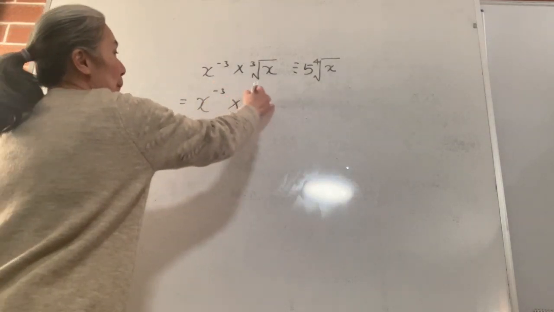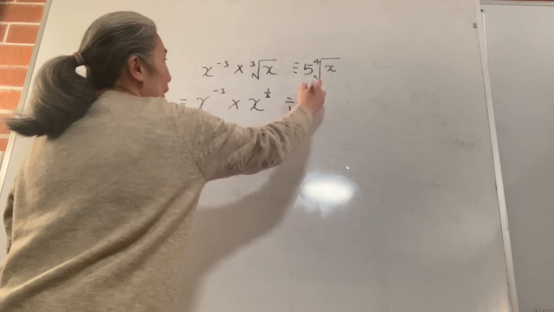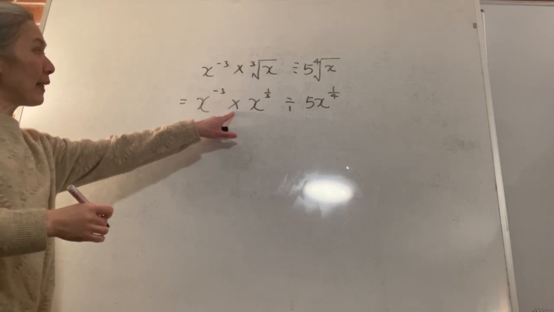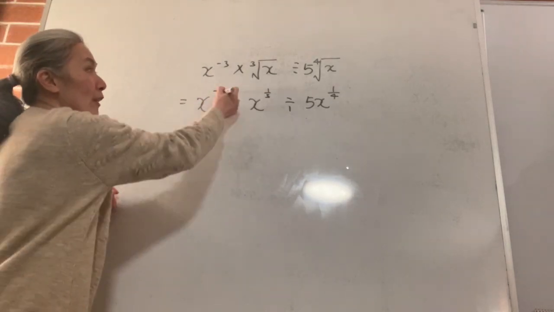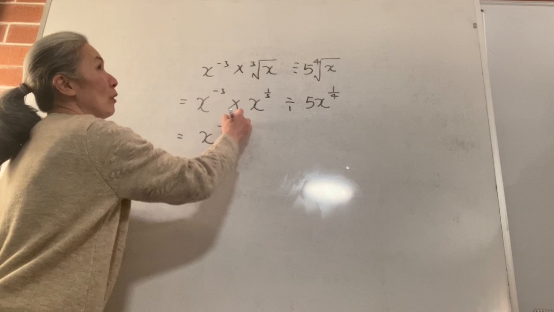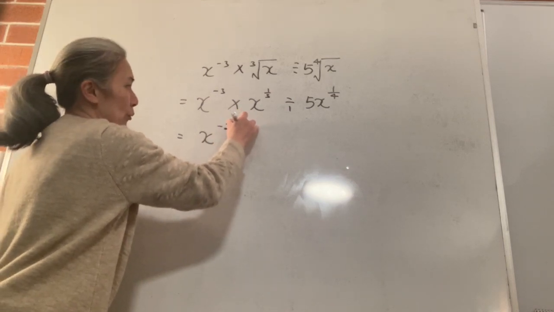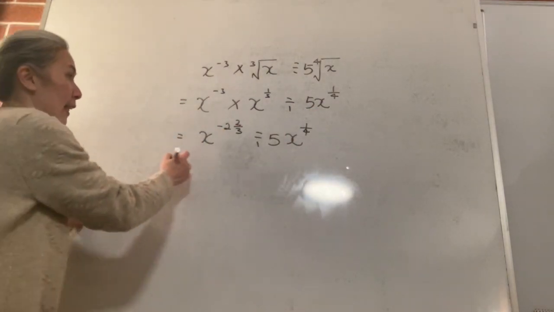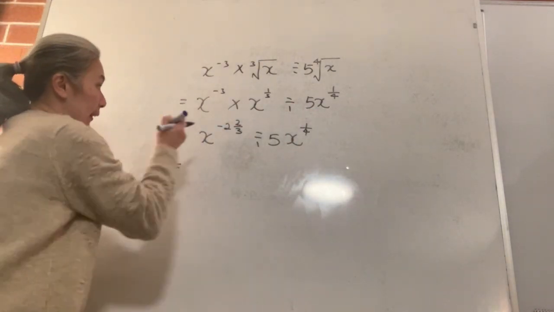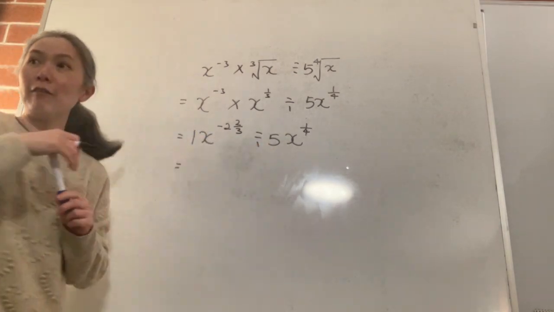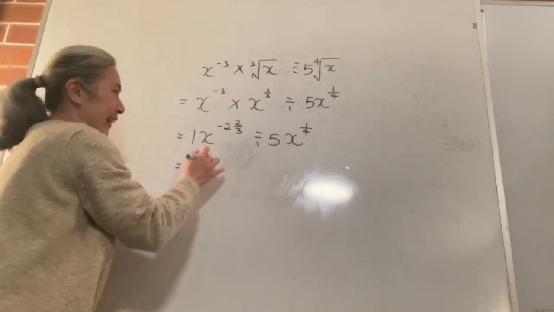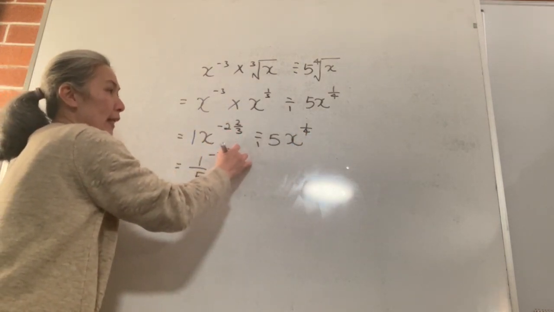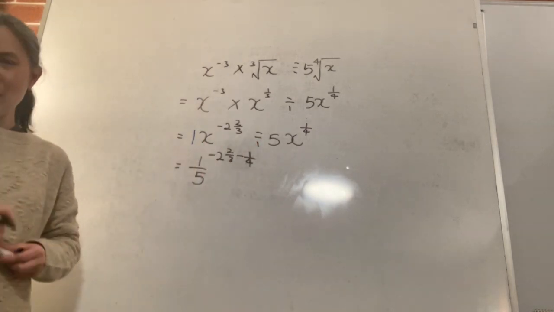Minus 3 times x to the power of a third, divided by 5x to the power of a quarter. Is that right? Yes. Times means that we add. So that means I have x to the power of minus 2 and 2/3 divided by 5x to the power of a quarter. Right. And this is a 1 in here. 1 divided by 5 gives you 1/5. This divided by that gives you minus 2 and 2/3 minus a quarter. Is that right? Yeah, you can put it in calculator if you want to.